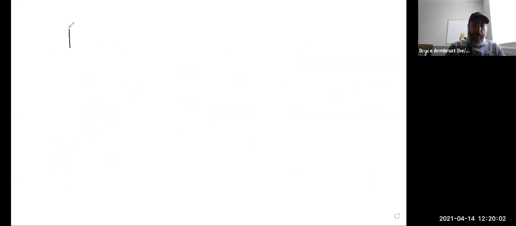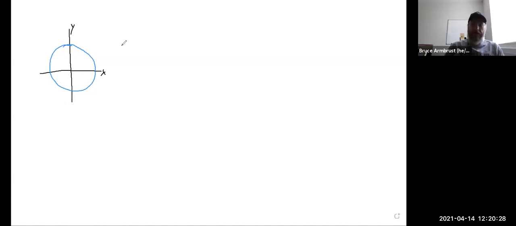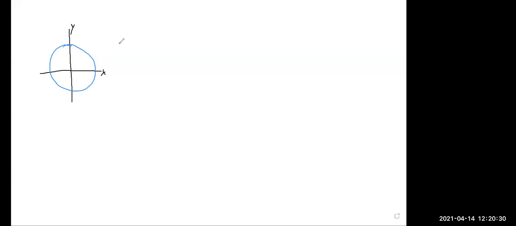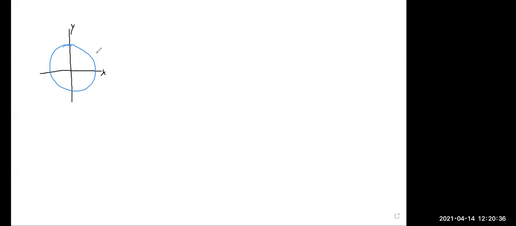All right, so again, let's think about the unit circle. We'll draw it again. So who here remembers how to get the equation of a circle? 2 pi r gives you the circumference of the circle. Pi r squared gives you the area of the circle, but I want the equation of the circle, like the things with the x's and the y's in it.